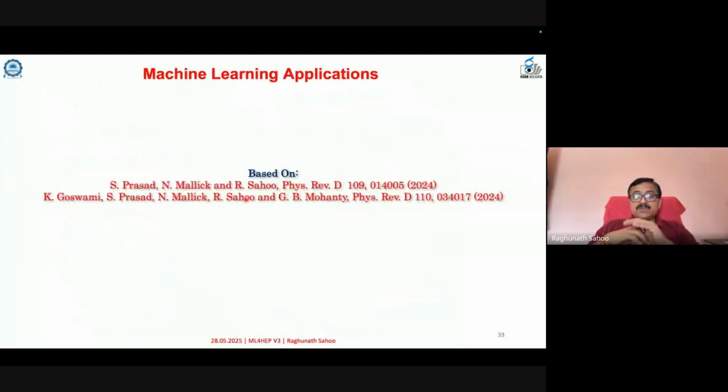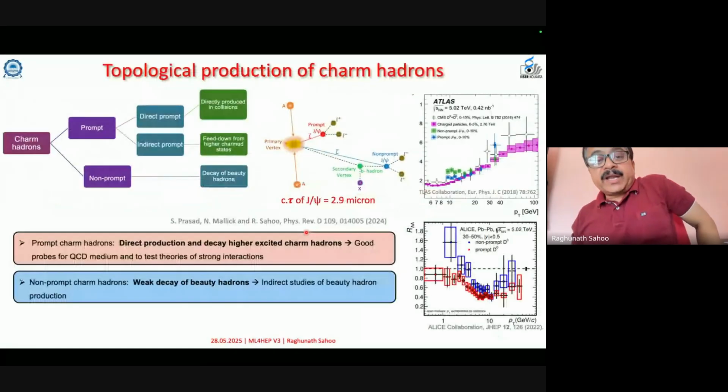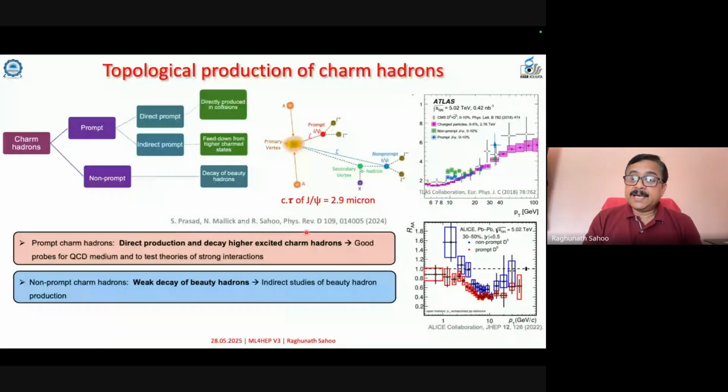Now the machine learning applications, the last part of my presentation, is essentially based on what we have published: 5 Physical Review D papers on machine learning. And of course, I cannot discuss all the 5 papers. I have chosen the last 2 papers which we published in 2024, and these are based on machine learning. Now let me go to separating topologically prompt versus non-prompt J/psi.